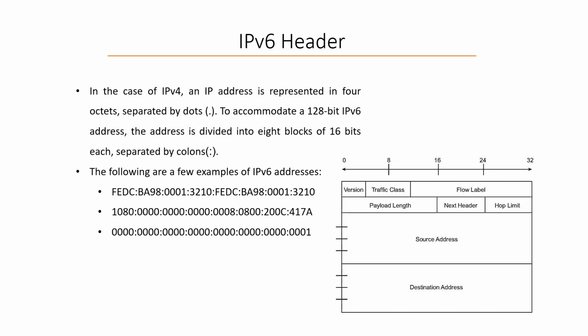Next header: an 8-bit field that identifies the type of header following the IP version 6 header. Hop limit: an 8-bit integer that is decremented by 1 whenever the packet passes through a network node. Source address: a 128-bit address to identify the packet's source. Destination address: a 128-bit address to identify the packet's destination. The following are a few examples of IP version 6 addresses.